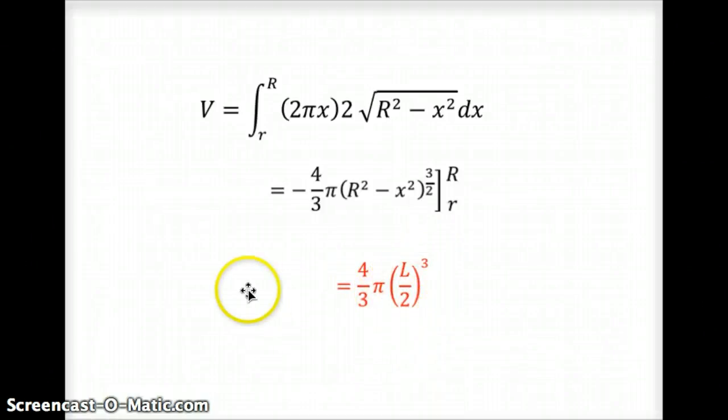And this shows that after you drill a hole, the volume of the remaining solid depends on the L value, because if you change the L value, it changes the whole value of this expression.